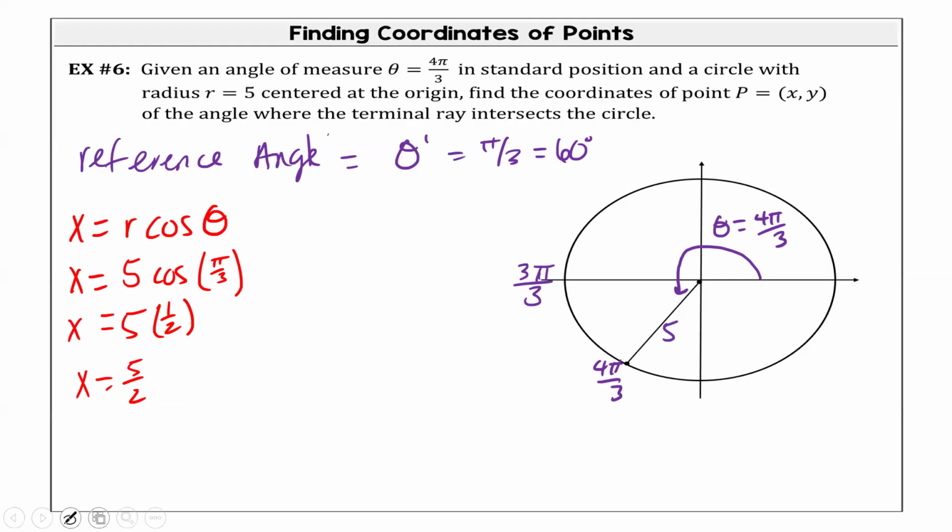Oh my gosh, we did it without a calculator. It's crazy. Did you survive?